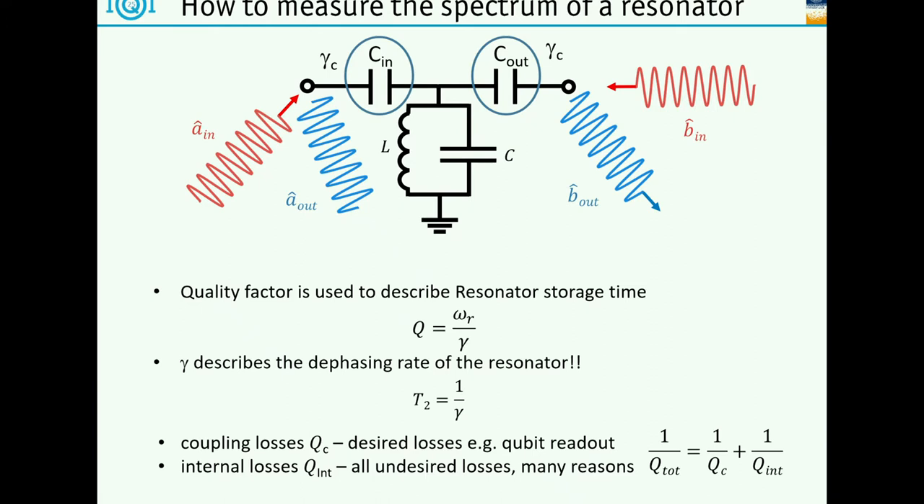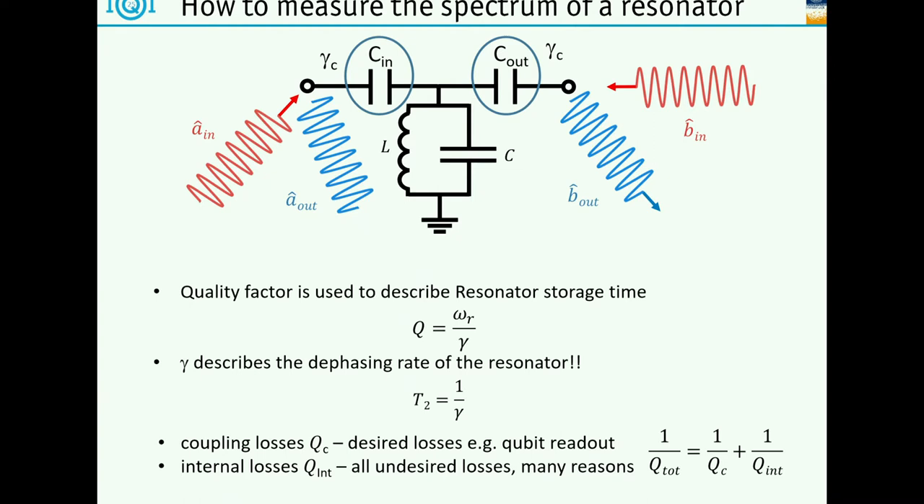And now this quality factor can be either, you can have these coupling losses, which very often can actually be desired. I want to be able to get signals in and signals out. But we'll also have these internal losses, and those are typically undesired losses. Ideally, it should be a perfect oscillator, and only my coupling should make it worse. And there's many, many reasons why we can have these losses, and I'll talk about those in a little bit.